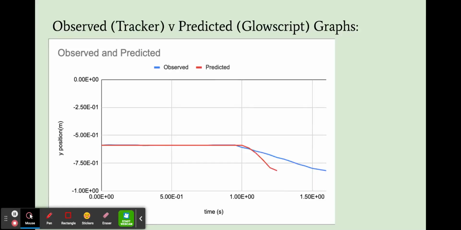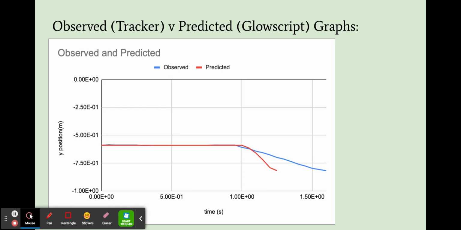Okay, so here's the graph of the y position points of the observed graph from Tracker and the predicted graph from GlowScript that I mentioned. Clearly the y position of the slinky doesn't change for the first more than half of the time because the gravitational force pulling the bottom of the slinky down is equal and opposite to the tension force pulling it up, like I said. So there's no motion on the bottom end until the top end hits it, the tension changes, and the whole slinky starts falling.